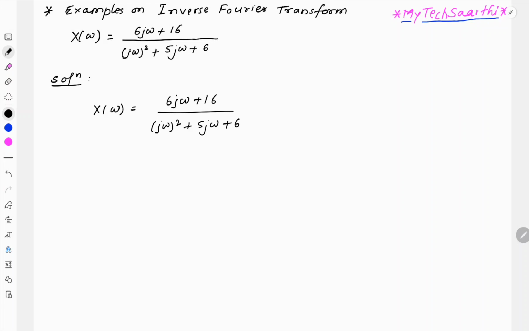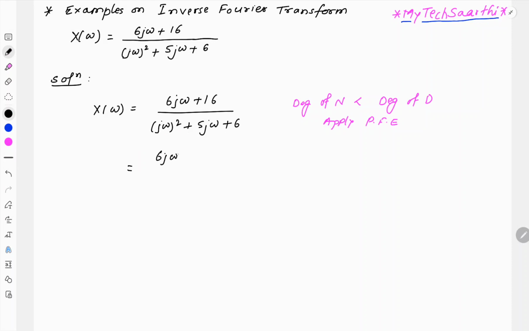Here, first of all, check the degree of the numerator polynomial and the denominator polynomial. In this case, the degree of the numerator polynomial is less than the degree of the denominator polynomial. So in this case, directly go for partial fraction expansion. Now, to apply partial fraction expansion, we need to find out the roots of the denominator polynomial.